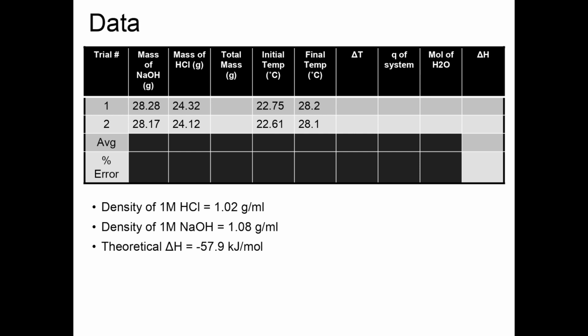We have the initial temperature and the final temperature of each trial, and you're going to calculate the total temperature change that we saw. We have Q, which you're going to calculate from everything beforehand, and then we have the moles of H2O, and the last column is the ΔH. So you're going to run these calculations twice. We're going to average them together, and then you are going to be given the theoretical ΔH, which is about 57.9 kilojoules per mole. Sorry, I think negative 59 kilojoules per mole.